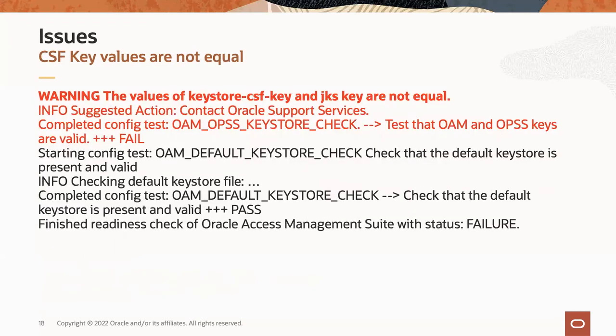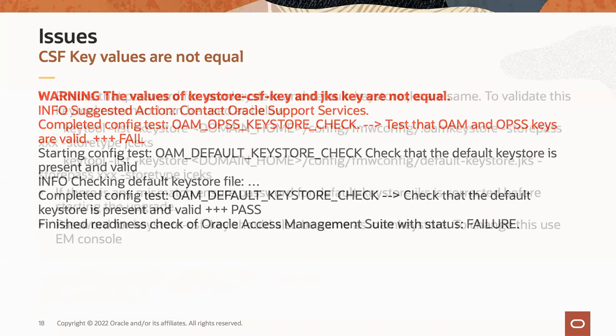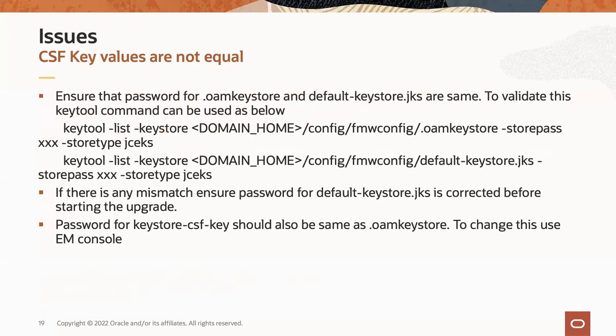If the CSF key values are not equal, then you get the error test that OEM OPSS keys are valid failed. In that case, you have to make sure the passwords for the OEM Keystore and the default Keystore.jks, the OEM and the OPSS keystores, are identical. You can see what the passwords currently are by using the Keystore tool to list the Keystore. And then if there is a mismatch, you correct it before the upgrade.